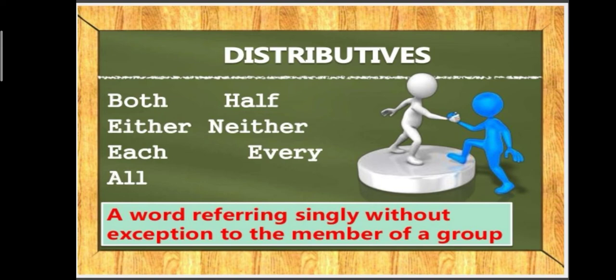Both the students, or either. Either, when do we use either? When we are talking about one option out of two choices. Okay, either you can write a poem or a story. In this way, we have to use these distributives. Each child will get the gift. So distributives are also used as determiners in the sentences.